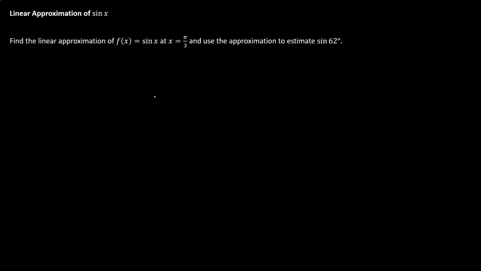Let's look at another example here. This time the function we're looking at is sine x. We're anchoring at x equals pi over 3, and we want to approximate the function value at 62 degrees. Now notice that x equals pi over 3 is the radian equivalent of a 60-degree angle. So 62 degrees is very close to 60 degrees.